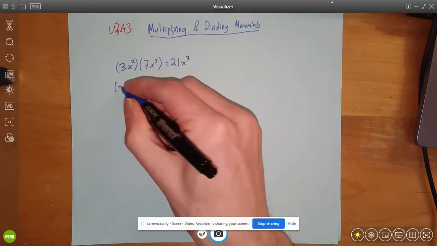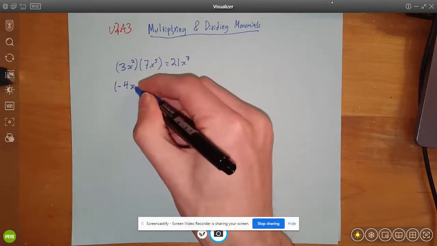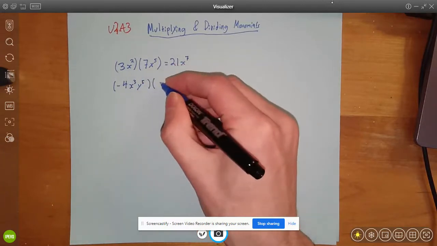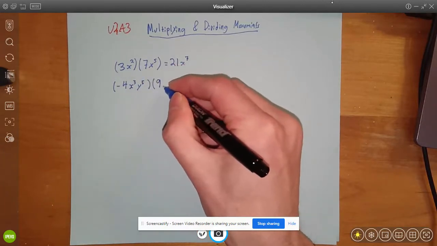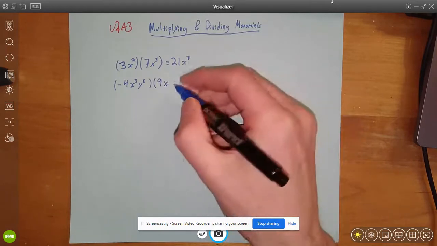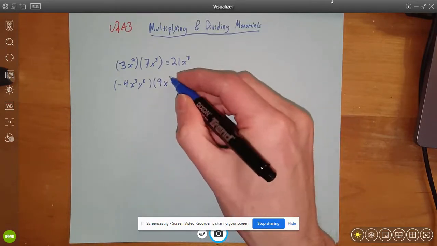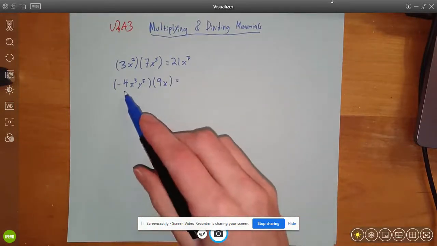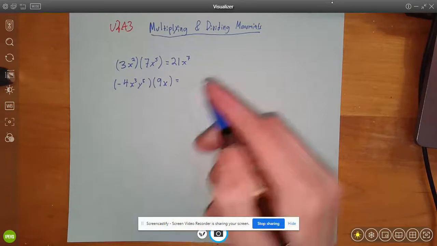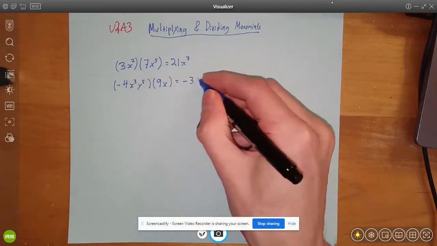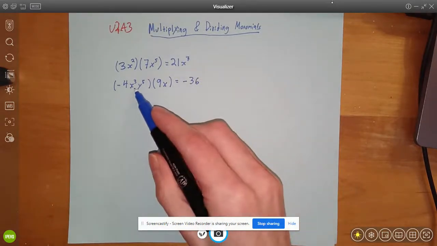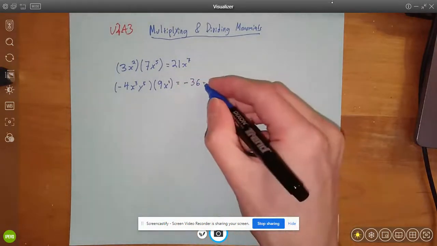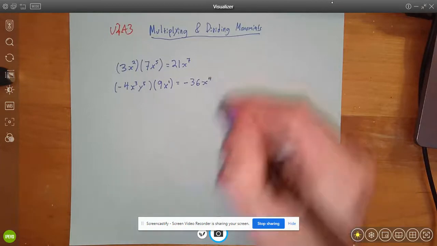Let's do just another example or two. Let's try this one. So again, I'm going to multiply the coefficients first, just like normal multiplication. Negative 4 times positive 9 is a negative 36. X cubed times x. Remember, if you don't see an exponent, treat it like a 1. Again, when I multiply exponents with the same base, I add the exponents. So I've got x to the power of 4.